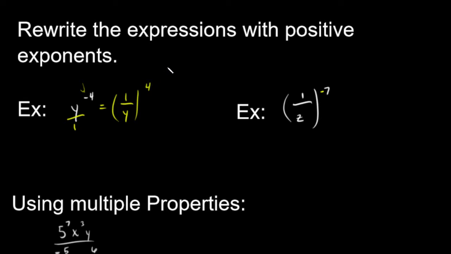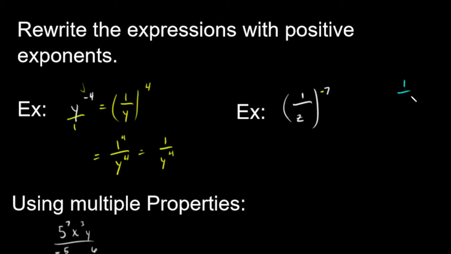Okay? And what this does is you've got 1 to the 4th power over y to the 4th power, which is just 1 over y to the 4th. This is how you would rewrite this with a positive exponent. You can either stop here or stop here. Now, the next example.